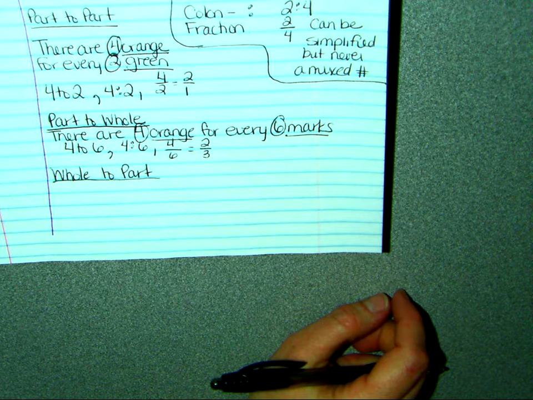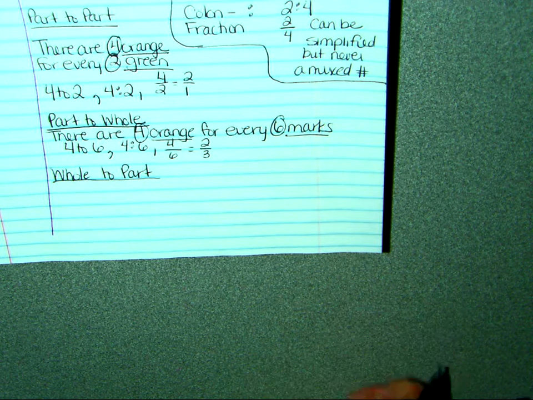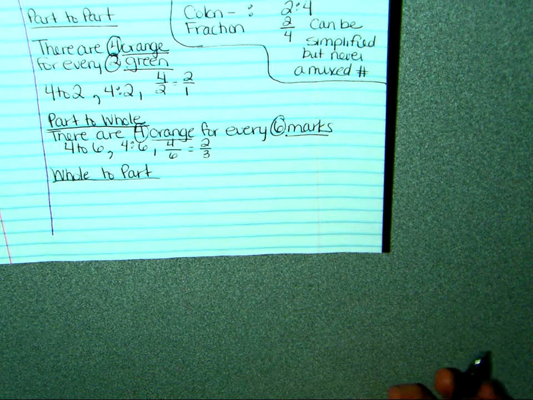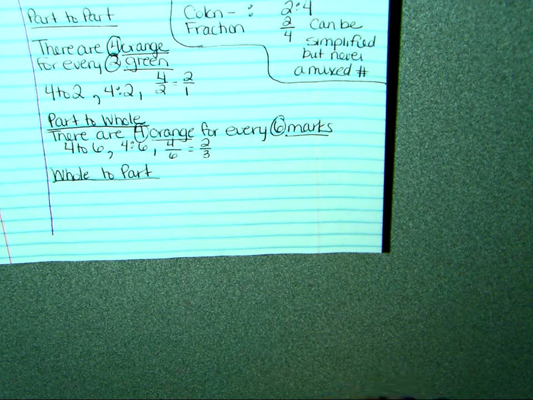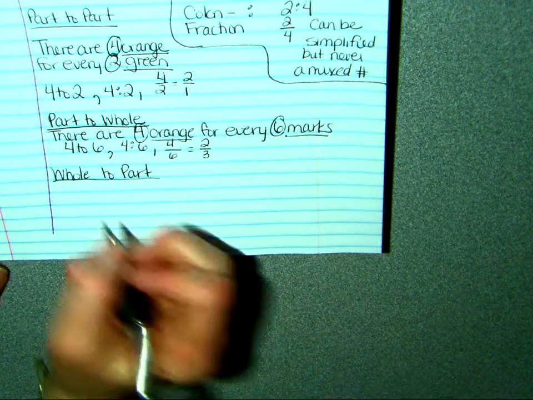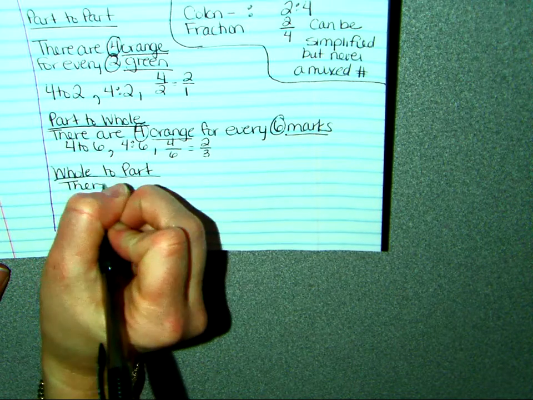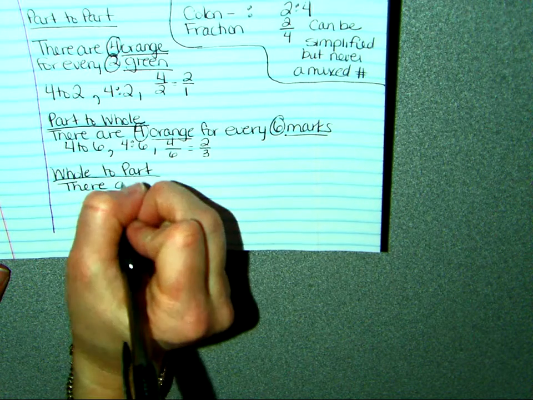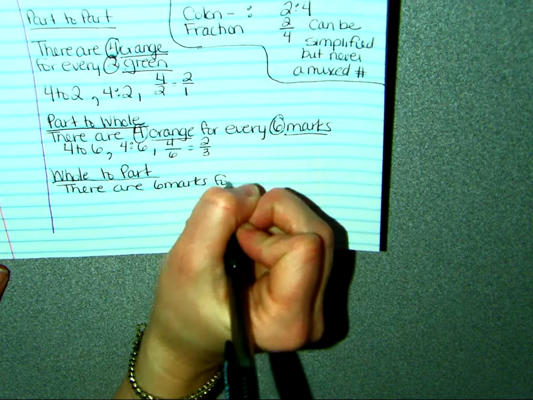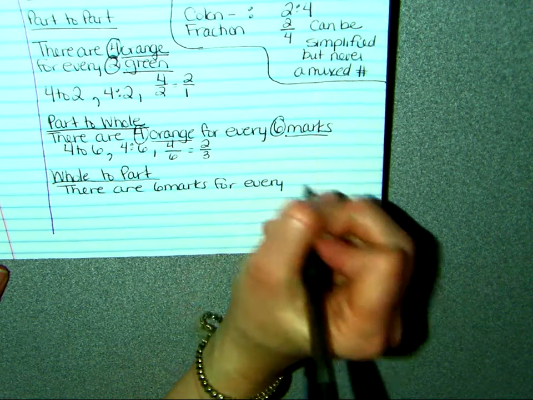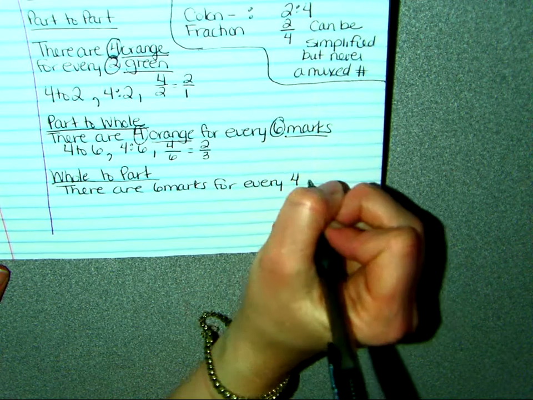Can I have another brave soul? Aiden. Like 6 to 4. So can you use the frame though? The words there are for every. There are 6 for every 4. Good. So there, I'm going to label it a little bit more, but there are 6 marks for every 4 orange.